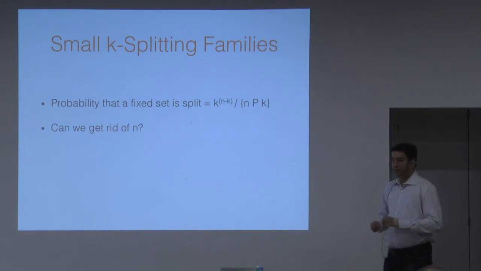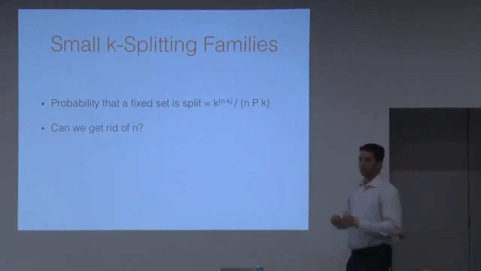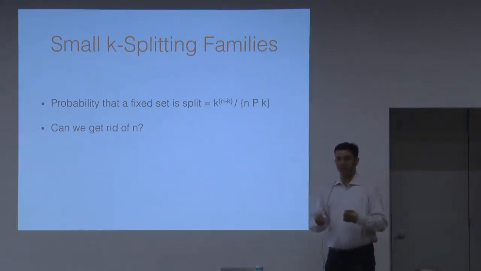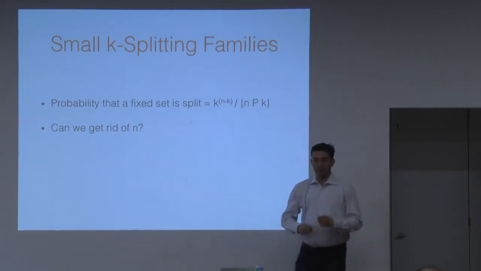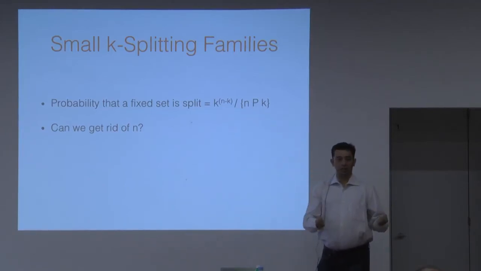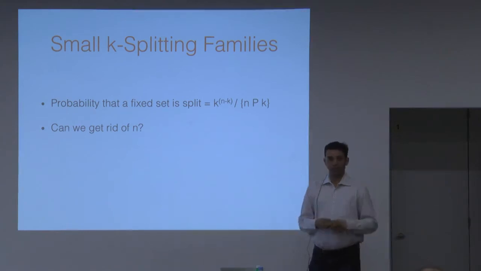Now, what would be nice is if we could get rid of the dependence on n in this expression. The reason is that remember, what we would like to get is something that depends on p and on log n. And if the probability has this n here, then there is an n term showing up in the number of tests that you need. So can we get rid of n?